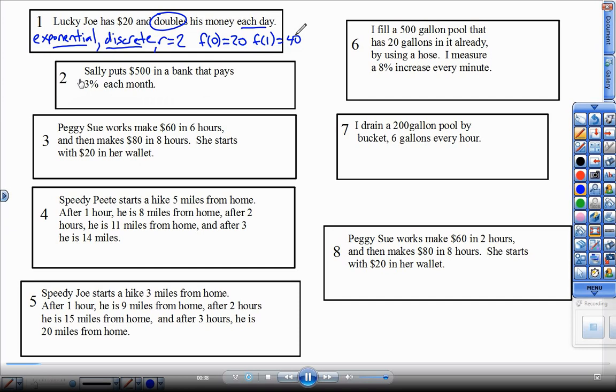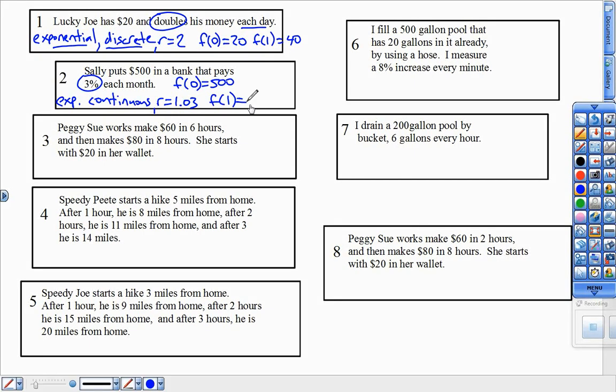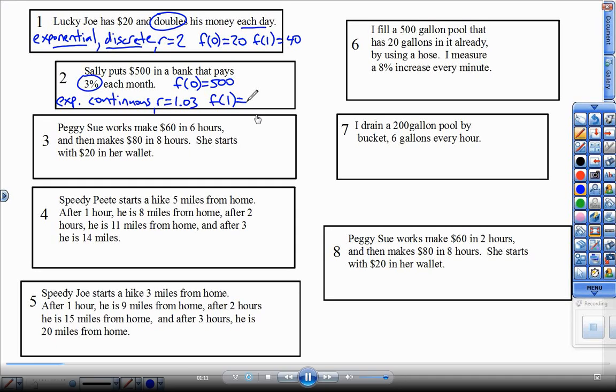All right, the second one is exponential. Putting money in the bank, earning a percent, is exponential. We will always consider this continuous because the money is continuously making money while it's in the bank account. And it has an R of not 0.3 or 0.03, but 1.03. The 0 term would be 500. If I times that by 1.03, the first term is 515.